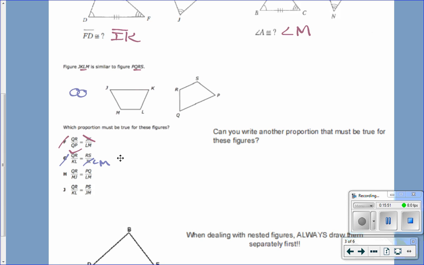So I have a question. Did you highlight your shape? What do you mean? So you're using the shape. I don't mind you using the shape, but did you highlight QR and then its corresponding side over here using your congruent statement?